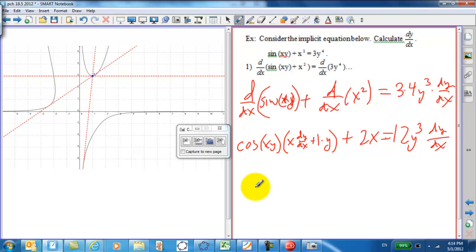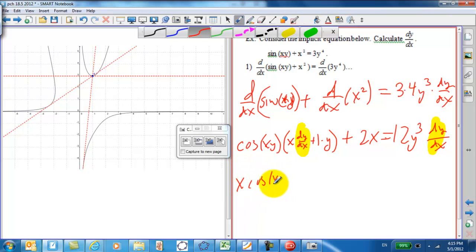So the key here is identifying where your unknowns are, where your dy dx is, and it's here and here. And I want to get those on one side and all the terms that don't contain them on the other. So that means expanding out first. So x cosine xy times dy dx plus y times the cosine of xy plus 2x equals 12y cubed dy dx.